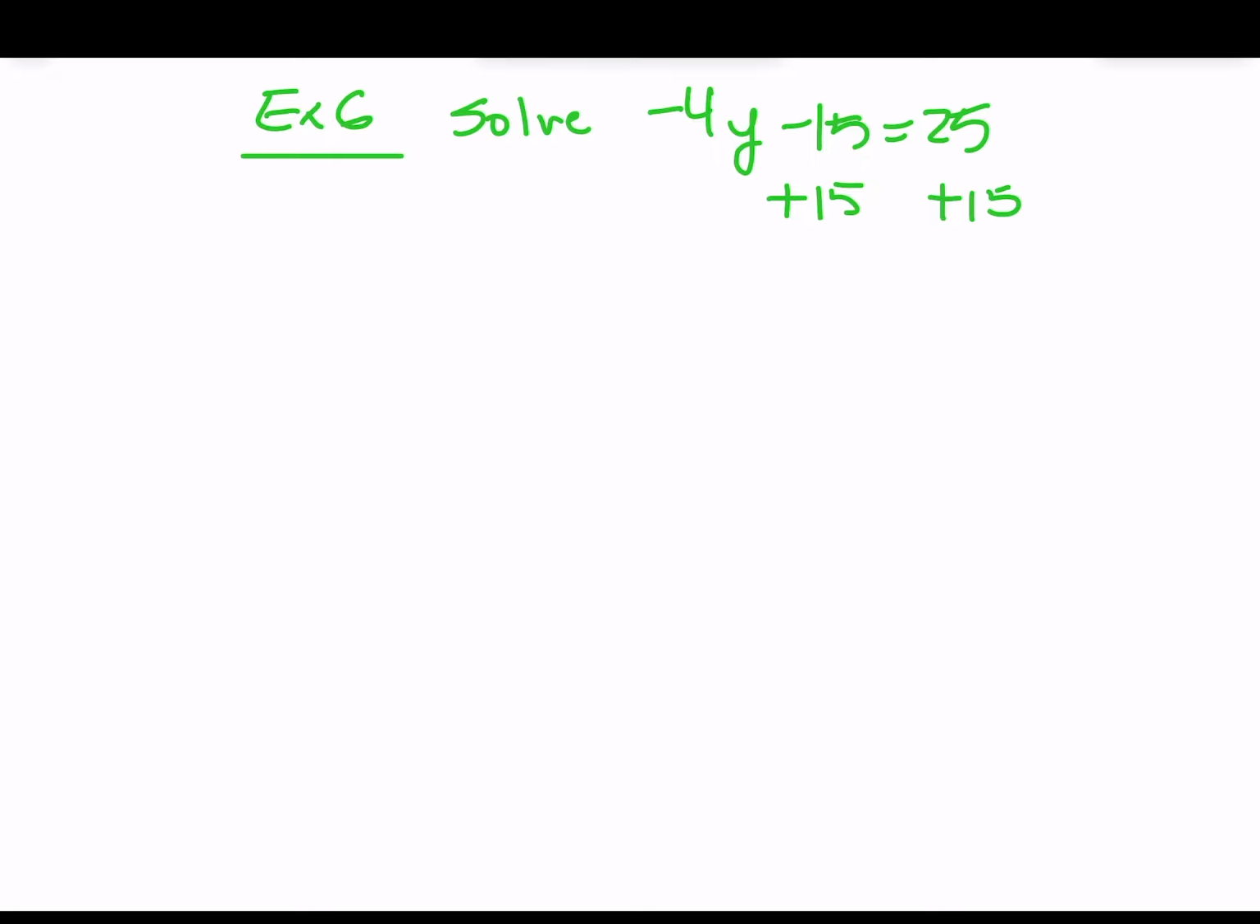And on the left-hand side, the 15 and negative 15 cancel out. So I'm left with negative 4y is equal to 25 plus 15, which is 40. Then we have negative 4 times y is equal to 40. To undo that negative 4 times y, we divide by negative 4. The negative 4's on the left-hand side cancel. And you get y is equal to 40 divided by negative 4, which is negative 10.